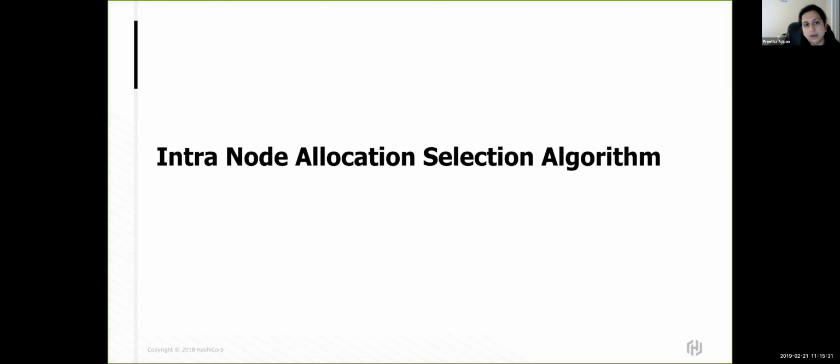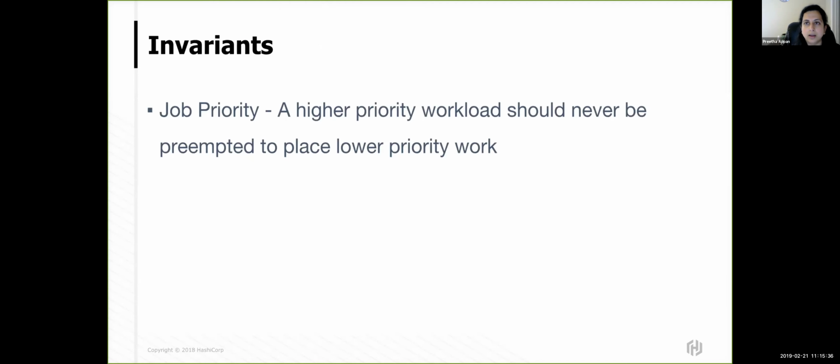I'll start by diving into the first one, which is the intranode allocation selection algorithm. The first thing is we need to understand assumptions or invariants. So what are some things that we absolutely have to guarantee? The first one is job priority. The whole point of even doing preemption is to prevent priority inversion. So preemption should never preempt a higher priority workload in order to place a lower priority workload. That's absolutely table stakes here.